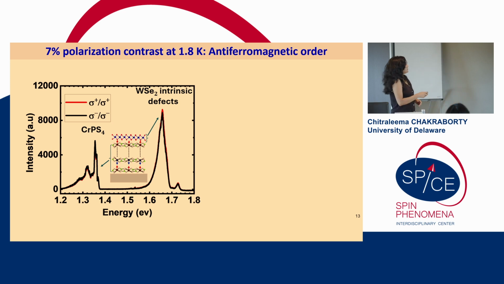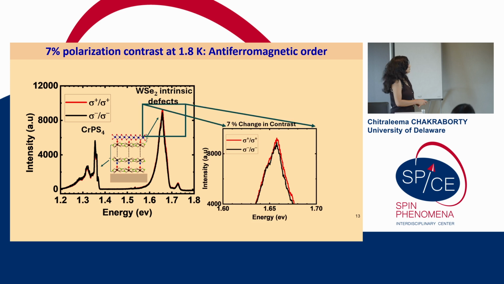So you still cannot see a lot of change, but if you really zoom in, you'll see that there is a 7% change in contrast, which is slightly higher than the previous one at room temperature. That is a signature that there is some antiferromagnetic order present, because of course you are not expecting to see a lot of change. WSe2 is on the surface of the CrPS4, so it is just measuring the surface-level magnetization with the presence of different domains on the first layer.